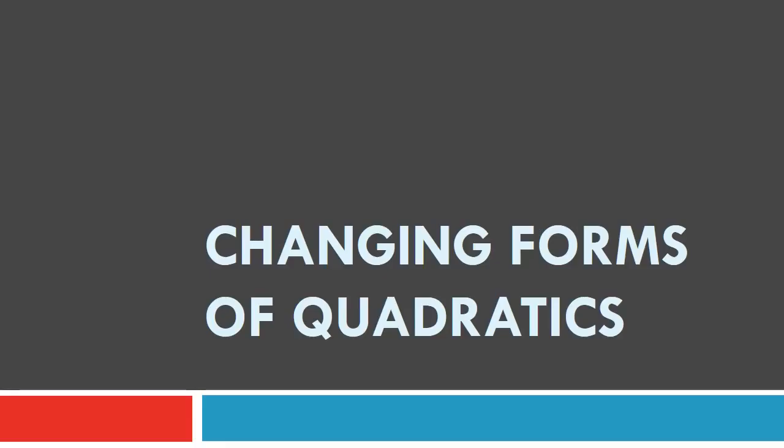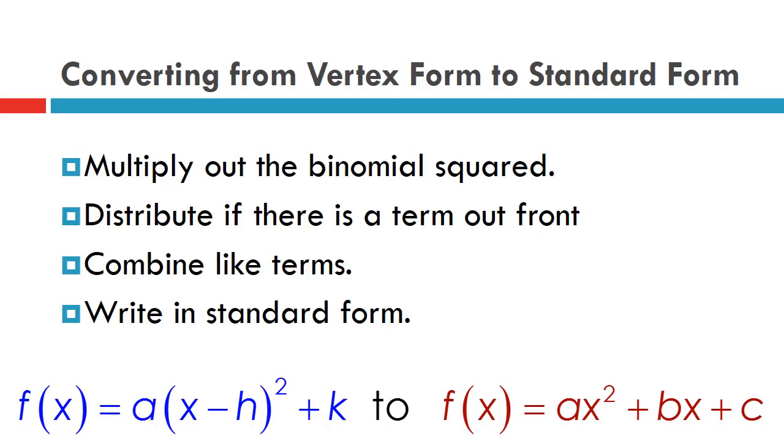All right, today we're going to be talking about changing forms of quadratics. First, we're going to talk about converting from vertex form to standard form. To do this, you multiply out the binomial that's squared, distribute if there is a term out front, then you combine like terms, and then you write it in standard form.